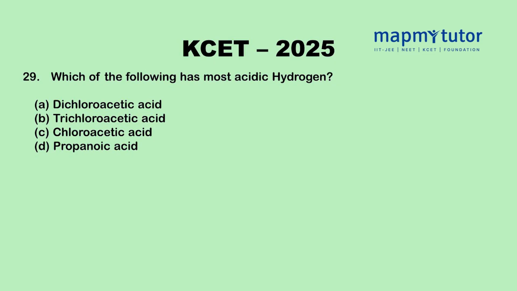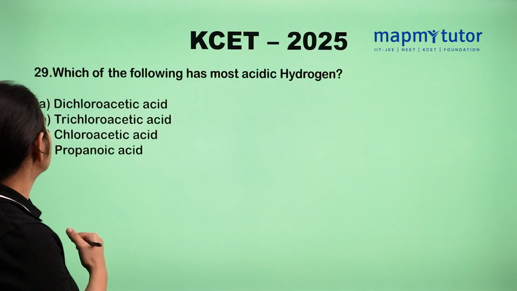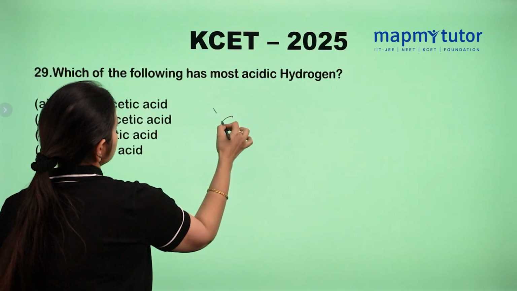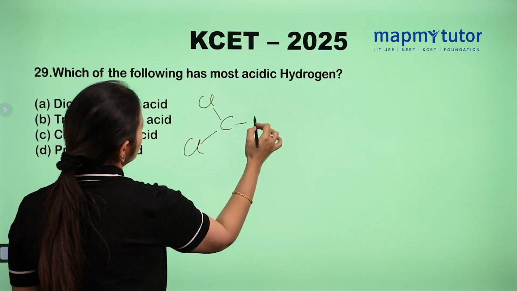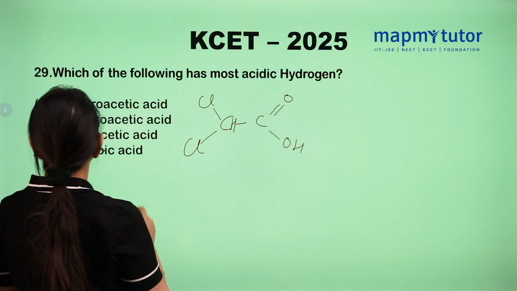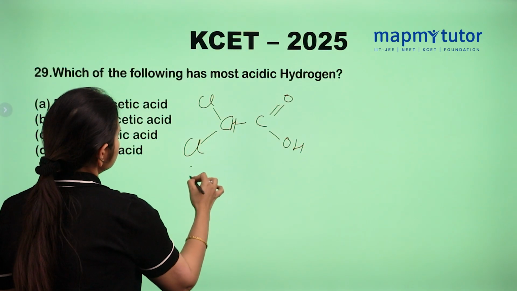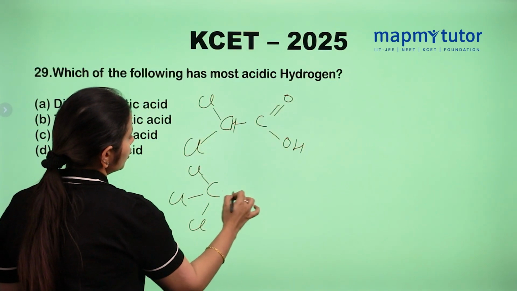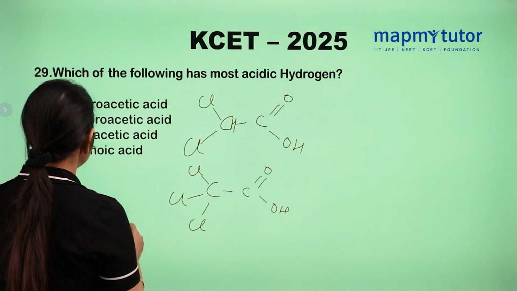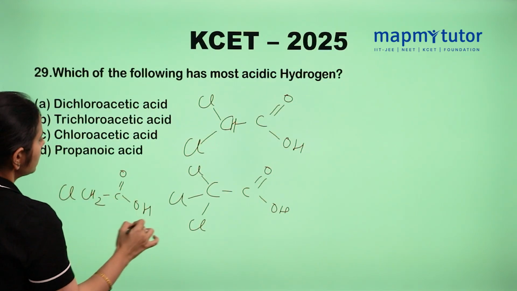Which of the following has the most acidic hydrogen? In all these options, we have to find out the most acidic hydrogen. Let's compare by drawing all the structures. Dichloroacetic acid has 2 electron withdrawing groups present. Trichloroacetic acid has 3 electron withdrawing groups present. Then chloroacetic acid and propanoic acid.